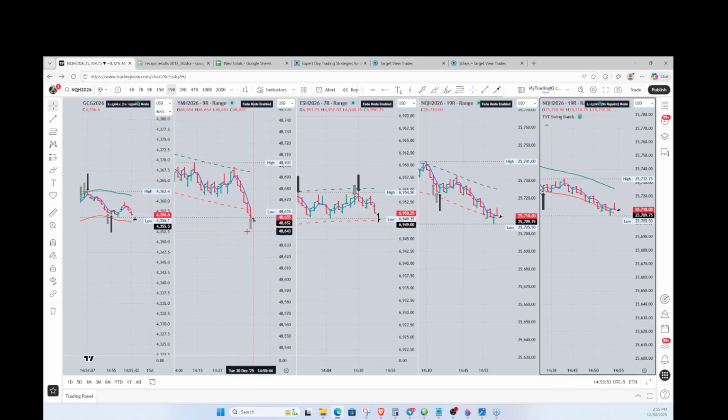Now if we get an up close here on the YM, we'll have a trade. Okay, I know everything is pointing down, but if we get an up close there on the YM, we'll have a trade. See the gray arrow right here is pointing up.